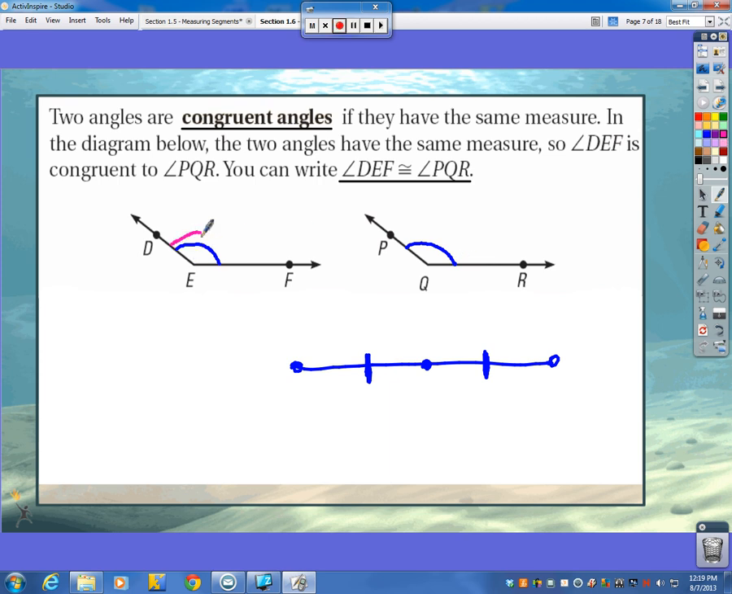Sometimes there might be 2 arc marks on the 2 angles. And as long as they have the same number of arc marks, they are congruent. Now, if this was what you saw, 2 arc marks and 1 arc mark, they have a different number of arc marks, therefore they are not congruent to each other. Just keep that in mind. We will definitely talk about that more in depth as we go on.